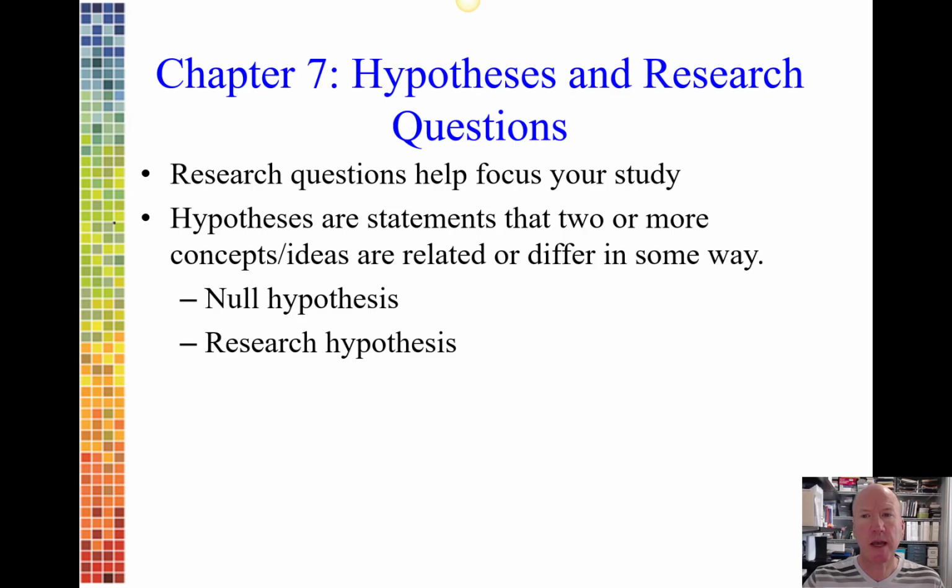Then Chapter 7 involves hypotheses and research questions, and both of these help you narrow the focus. Research questions tend to be associated with qualitative and critical research, and research questions and hypotheses can be found in quantitative research. Whereas a research question is obviously a question grammatically, hypotheses are statements that look at the relationship or difference between 2 or more variables or ideas. And so we'll be looking at the difference between the null hypothesis and the research hypothesis in this chapter.